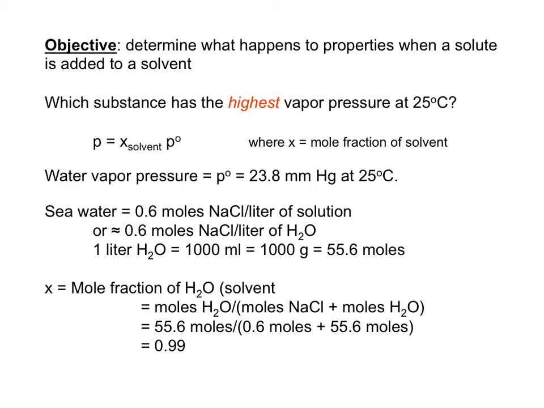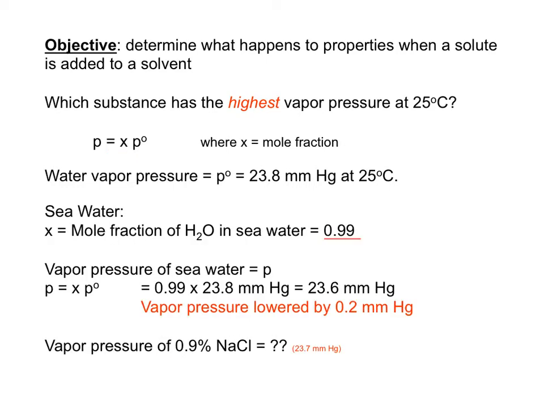To calculate the vapor pressure of seawater, we have to calculate the mole fraction of water in the solution. Stop the video and review this mole fraction calculation. This number tells us there's 99% water in the 0.6 molar seawater solution. From the mole fraction, we can calculate the vapor pressure of seawater. The vapor pressure of seawater is only slightly lower than the vapor pressure of pure water.